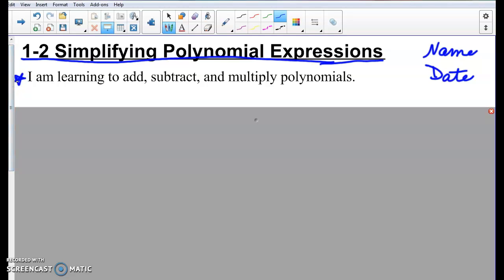As always, below our title, we have our learning target. So this is, I am learning to add, subtract, and multiply polynomials. So today we're just going to focus on this addition and subtraction. We'll come back to multiplying later.